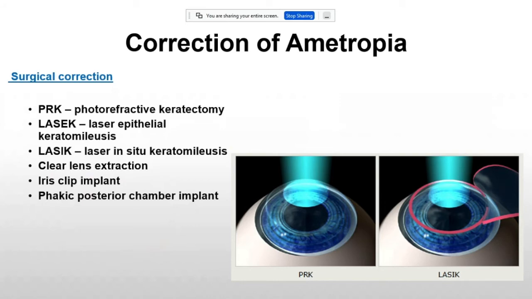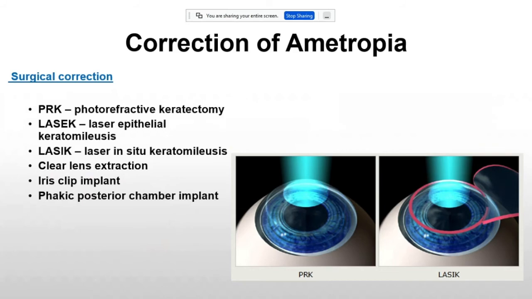There are lots of surgical corrections of ametropia, like photorefractive keratectomy, PRK, and LASIK for myopia. What's the difference? The first procedure was to remove the epithelium and then use an excimer laser to evaporate part of the stroma to make the cornea flatter, thus correcting myopia, but it was very painful. It needed 24 hours of real pain for the re-epithelialization to take place.